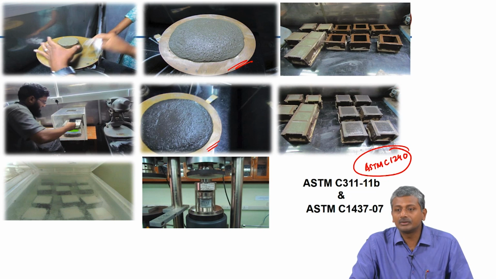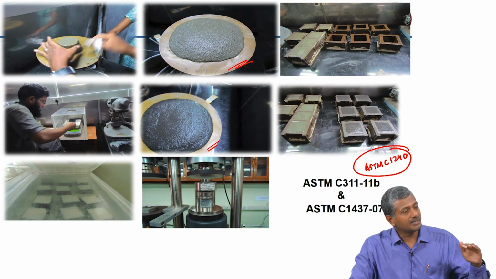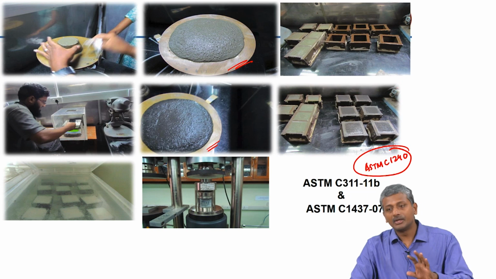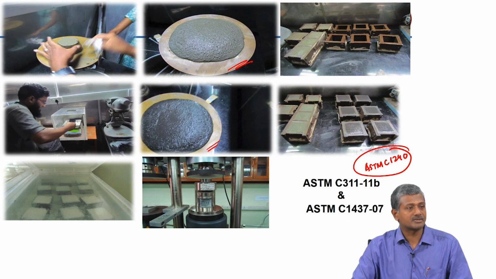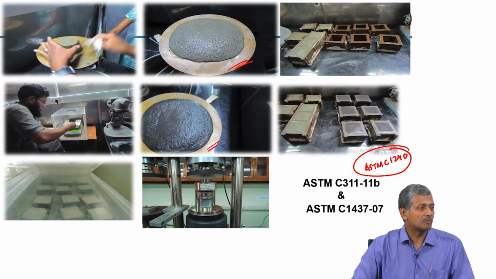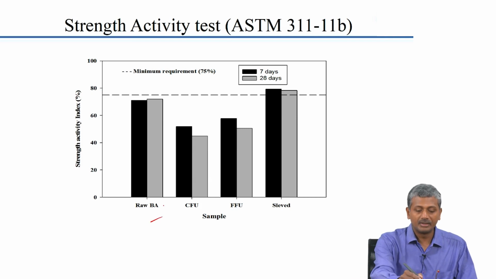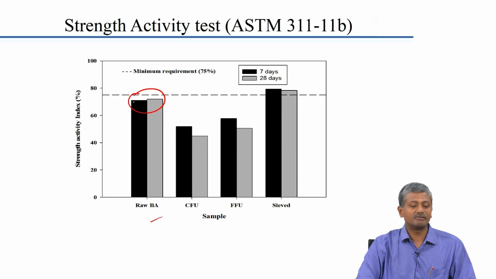There, you are testing at equivalent water to cement ratio and not at equivalent flow. Of course, you make the flow equivalent by adding a superplasticizer to the silica fume system, and in addition, for dispersing silica fume you do need a good superplasticizer. So, it is not correct to do the test without a superplasticizer. Again, this is the result as per the strength activity test. For raw bagasse ash, it is much below the requirement of 75%.